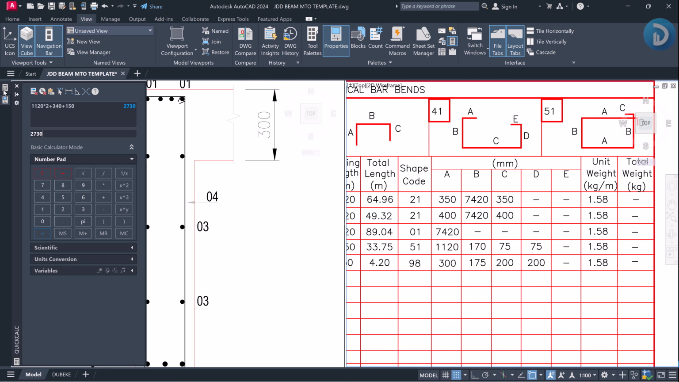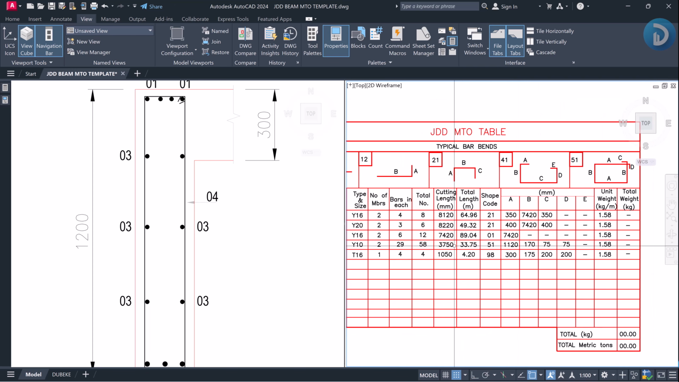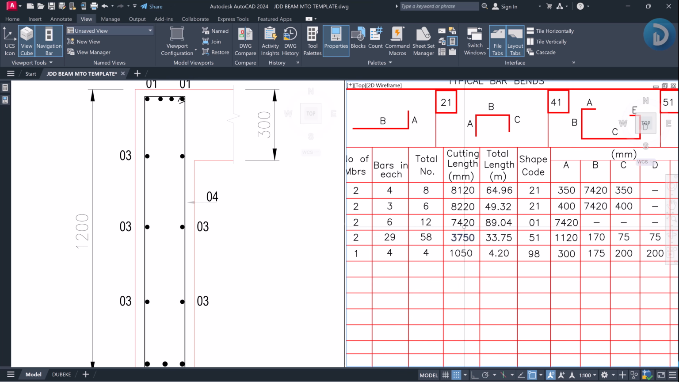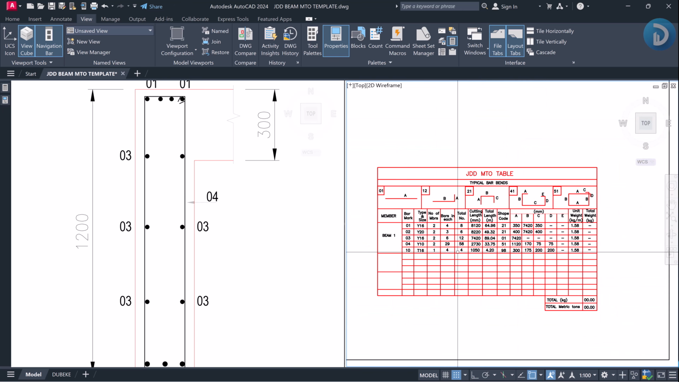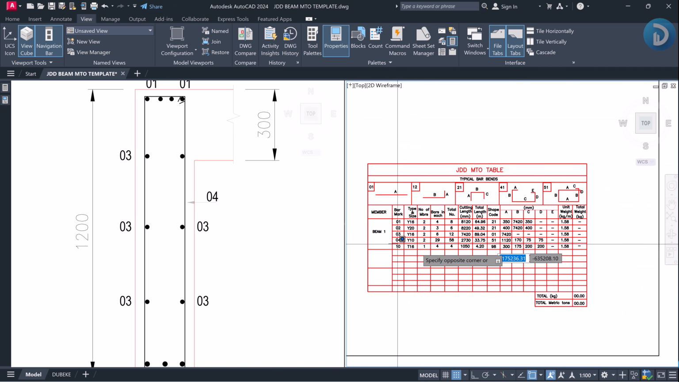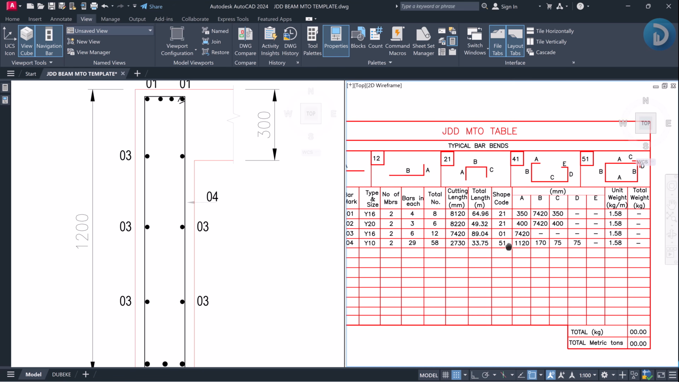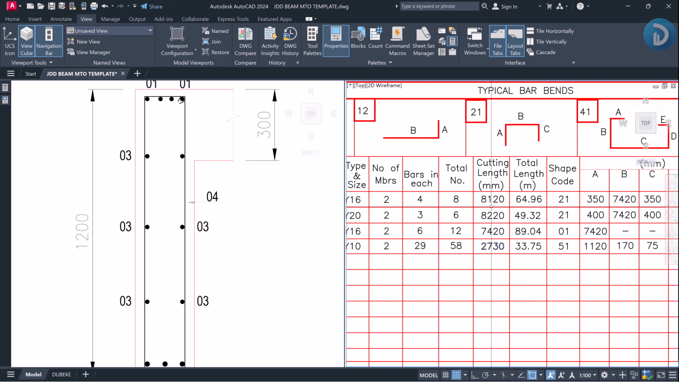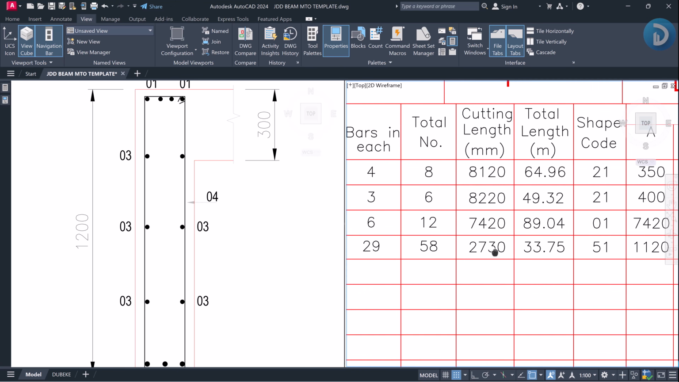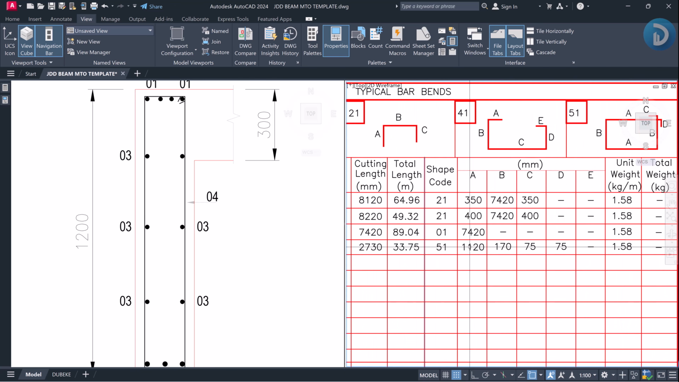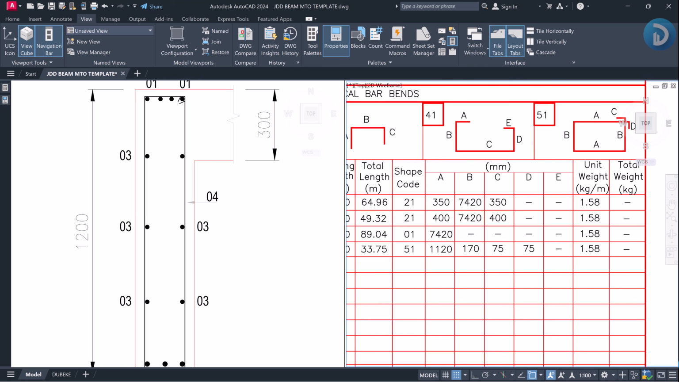We have this to be 2730, so we'll change this length to 2730. Let's take out this last part over here. Let's unselect this line and we can erase this. So we have the cut length as 2730, shape code 51. These are the different parts of the reinforcement.